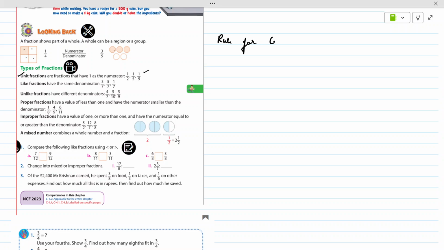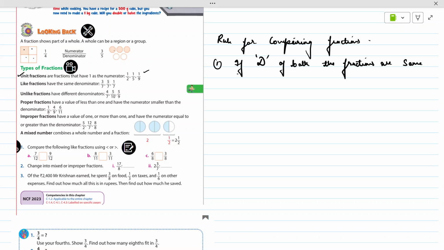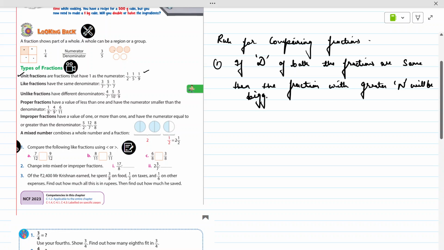for comparing fractions. Okay, so the first rule is, if the denominator (I'm denoting denominator with D) of both the fractions are the same, then the fraction with the greater numerator will be bigger. Okay, so what does that mean?